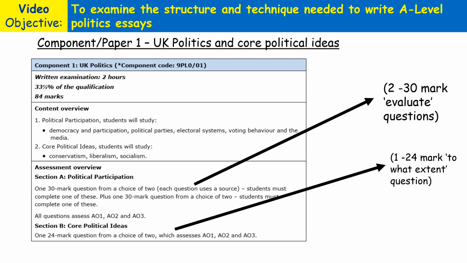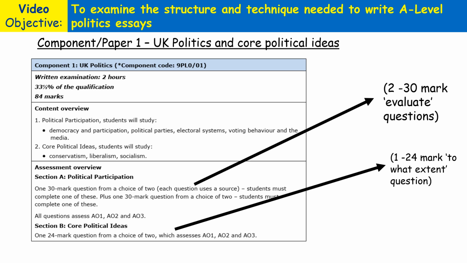So in paper 1, you will have two 30-mark evaluate questions. So you have one 30-mark question from a choice of 2. You must complete one of these, and then you'll have another 30-mark question from a choice of 2. So you will have options here.